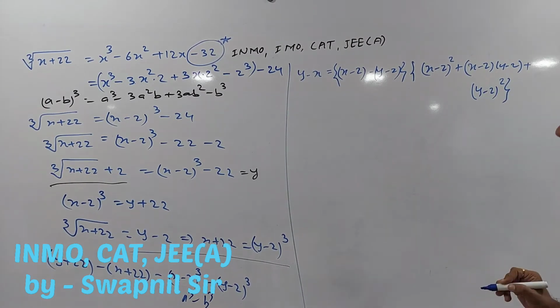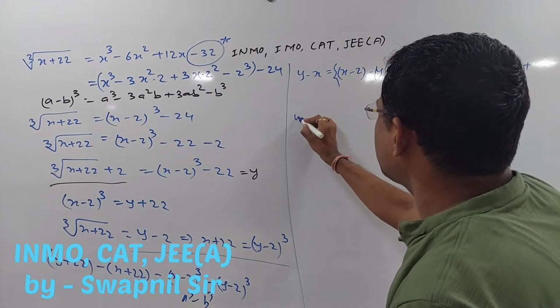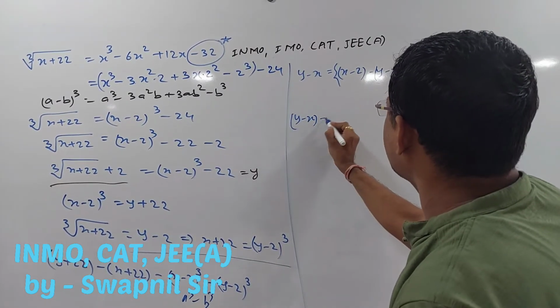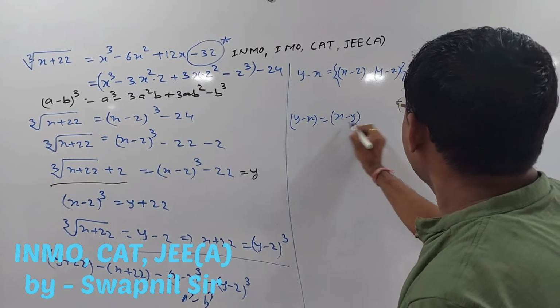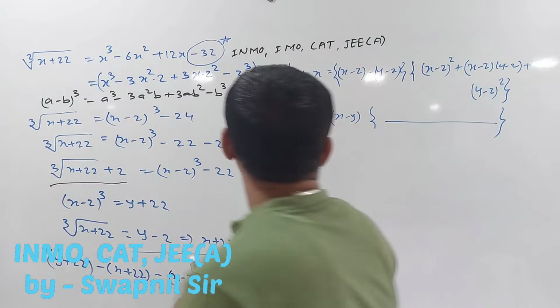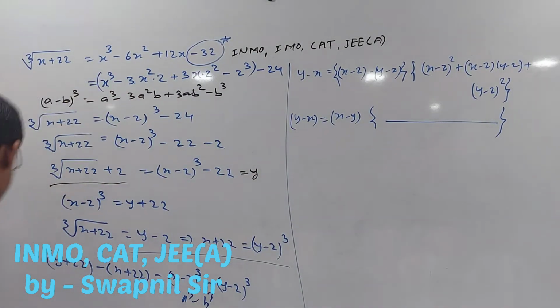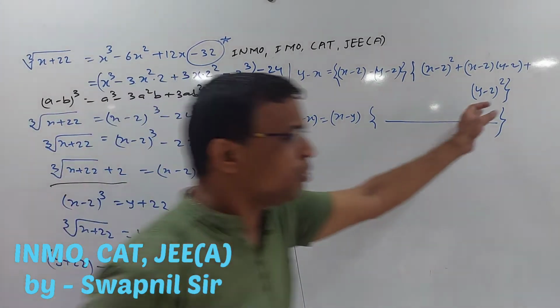Something like this I am getting. Now look at this, minus 2 plus 2 will get cancelled. So it is y minus x is equal to x minus y, and this will come as it is. Now see, observe this. x minus 2 whole square is a perfect square. Fine. Then y minus 2 whole square is a perfect square.